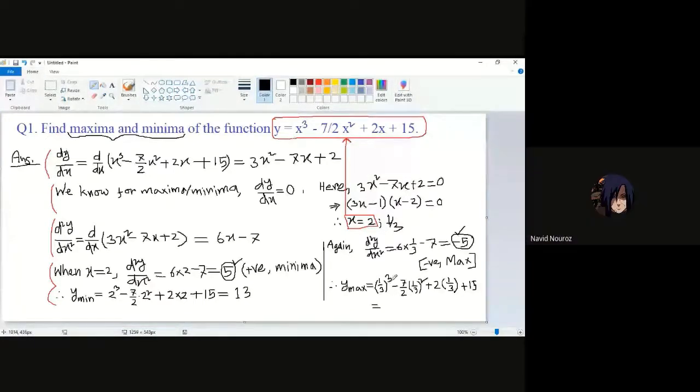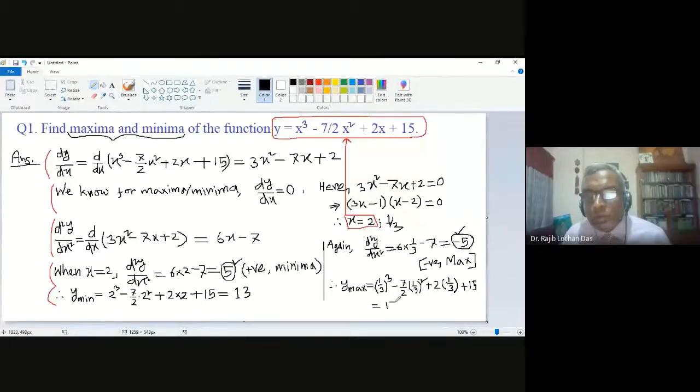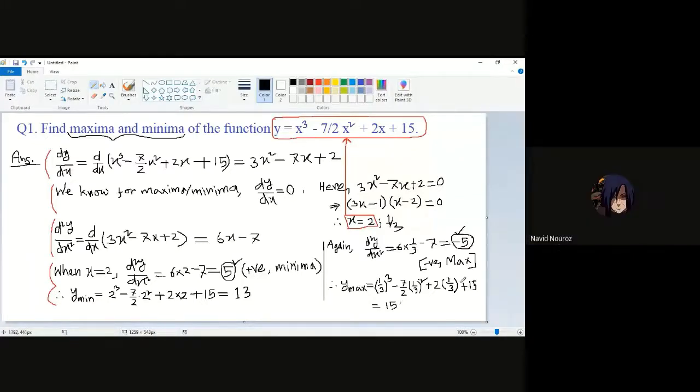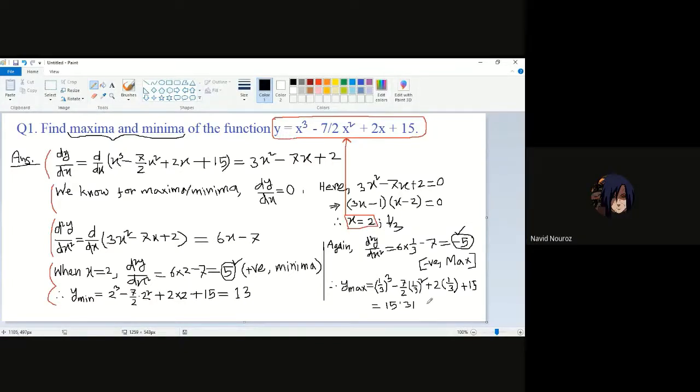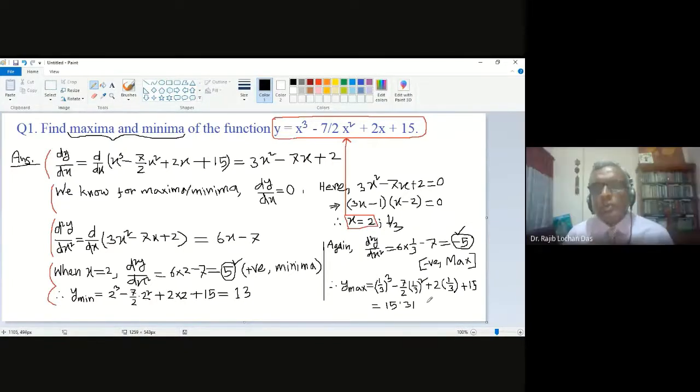So it's probably 14.54. No, probably maybe 15 point something. Yes, sir. 15.31. Yes, 15.31 possibly correct. Probably I did something with the calculator. No problem. So now you get the answer 15.31.